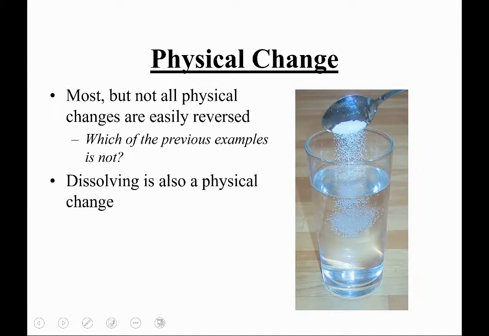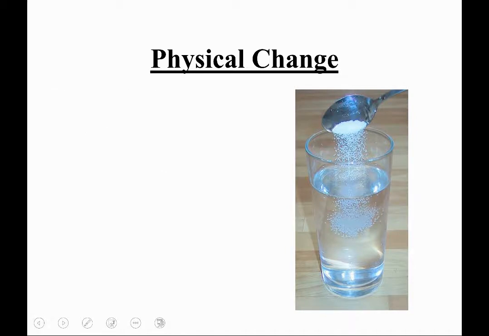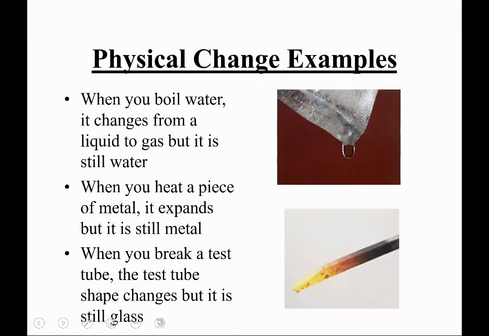Which of the previous examples is not? Well, it depends on what you mean by reversed. If you heat up the metal, just let it cool and it's going to go back to regular. If you break the test tube, you're not getting your test tube back. But you can clearly see that it's still glass.